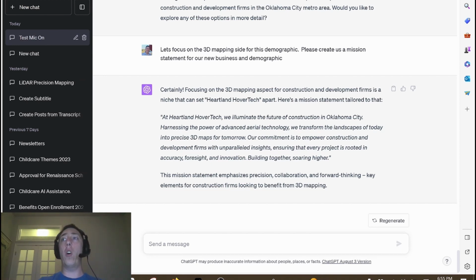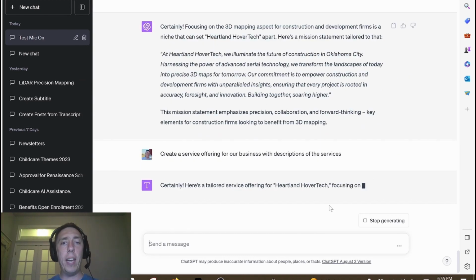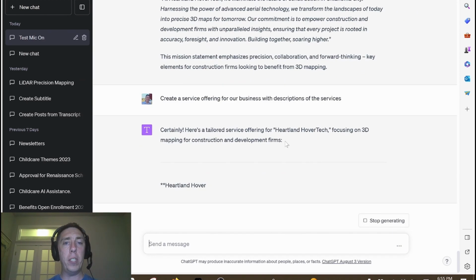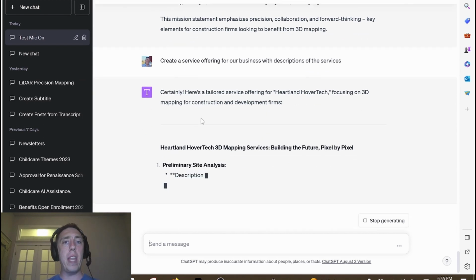Let's keep moving on. The next thing we're going to be going into is: create a service offering for our business with descriptions of the services. So here we go. This is a tailored service offering for Heartland Hovertech. And again, we are focusing on 3D mapping for construction and development firms.